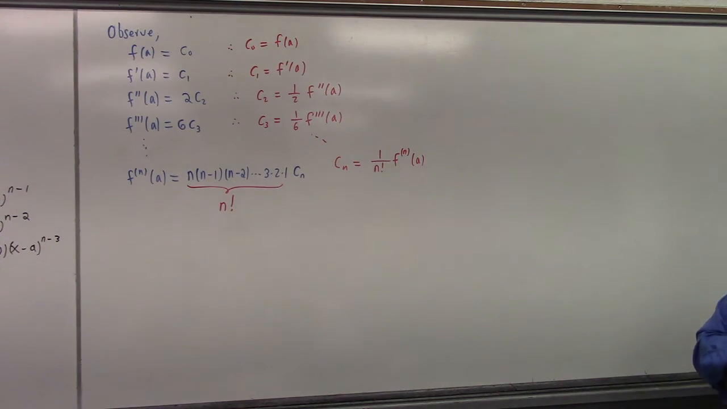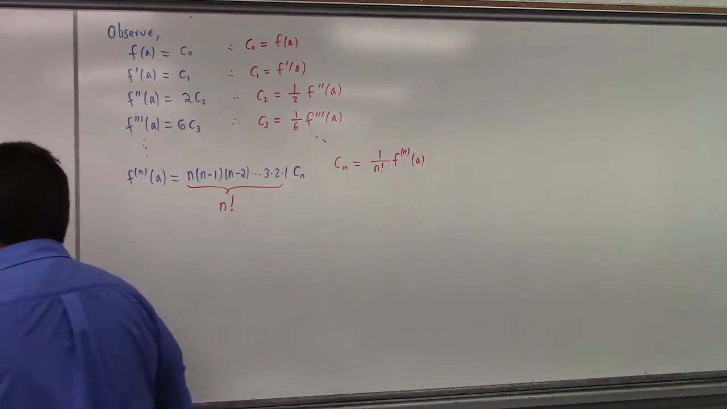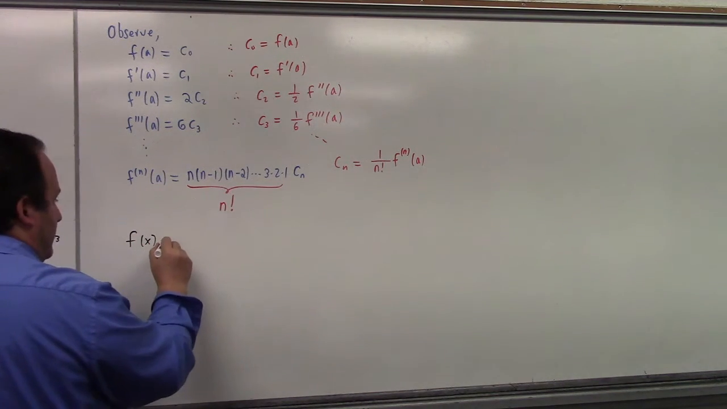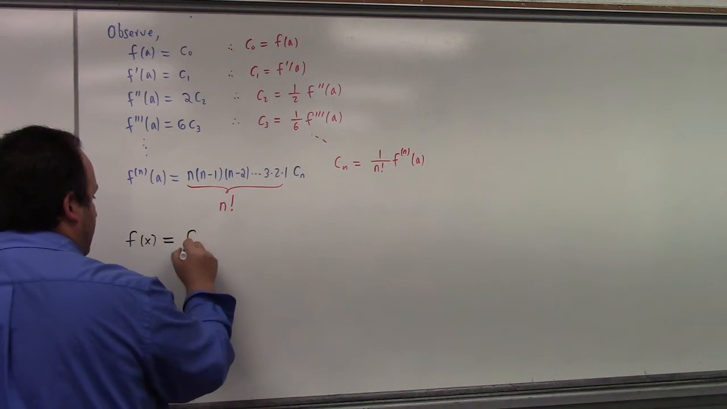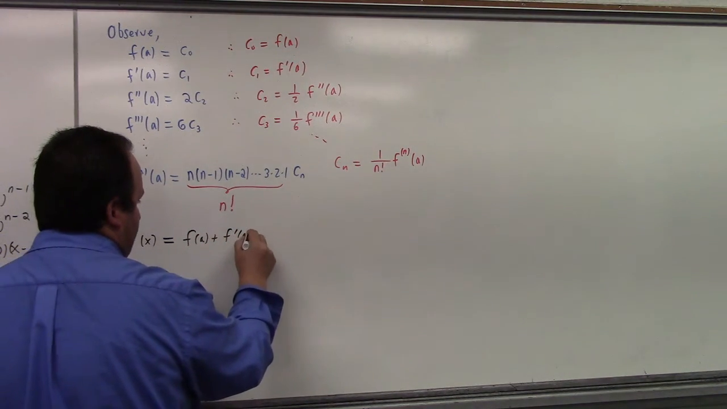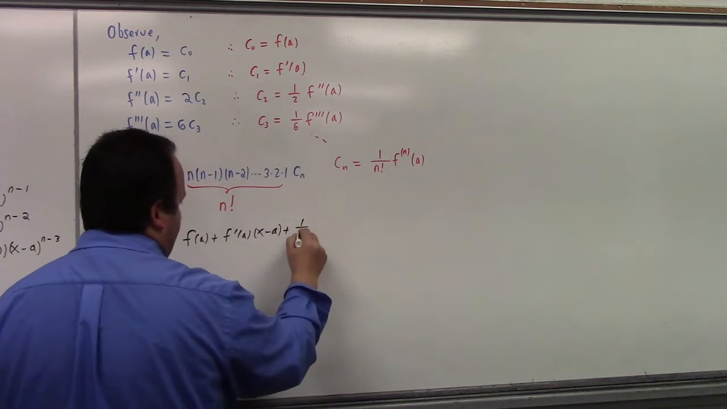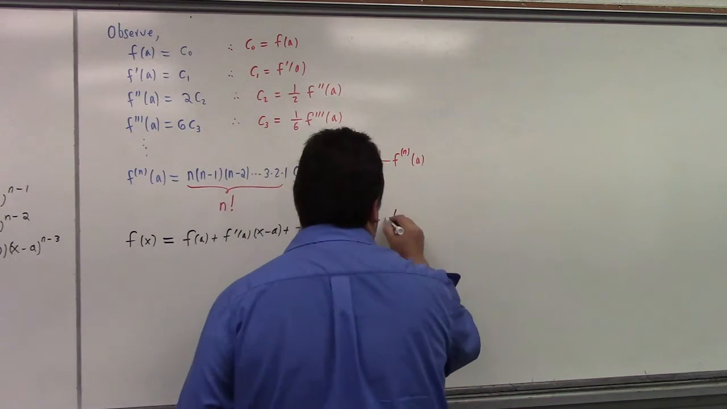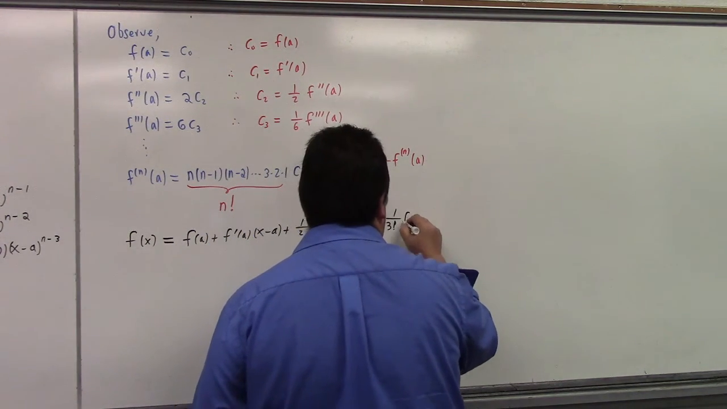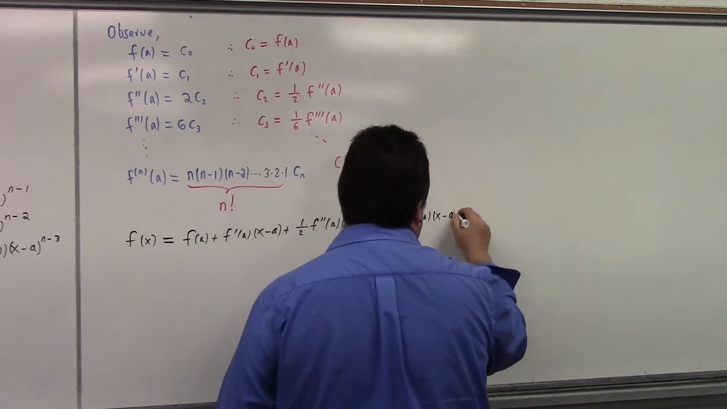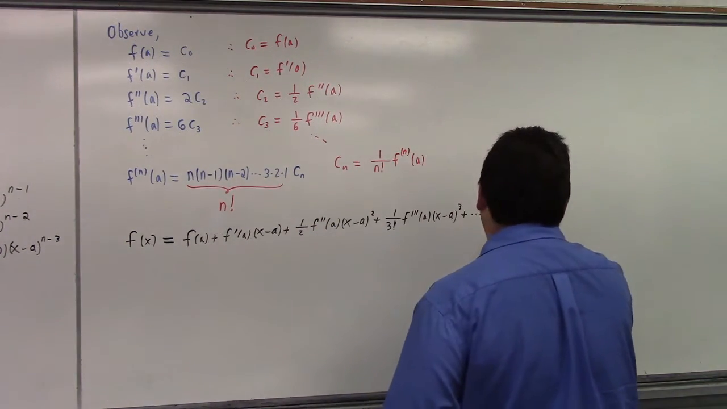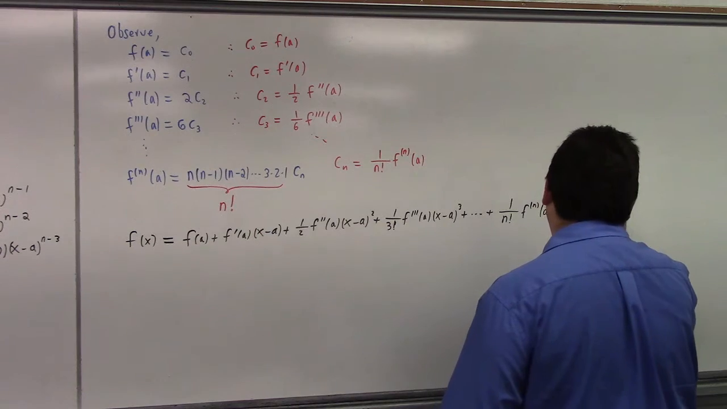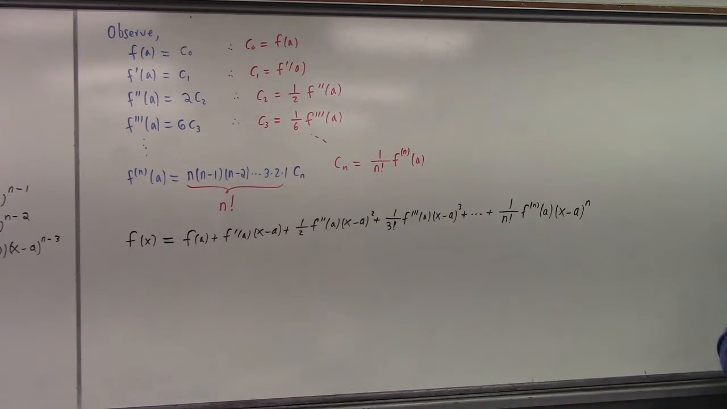So let's put it all back together. What did we just learn? We learned that f of x is equal to f of a plus f prime of a times x minus a plus 1/2 f prime prime of a times x minus a squared plus 1 over 3 factorial f prime prime prime of a times x minus a cubed, all the way out to 1 over n factorial, the nth derivative evaluated at a times x minus a to the n. All right.